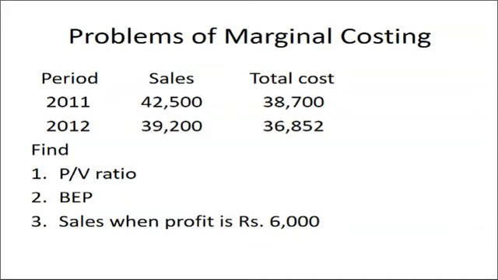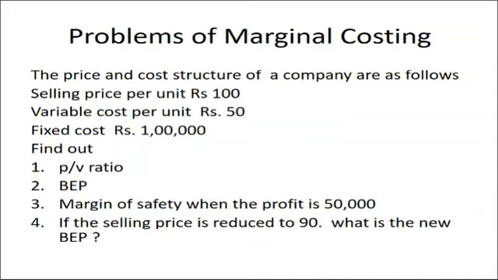Okay, next I am continuing with another problem, the 2012 question paper problem. The price and cost structure of the company are as follows. Selling price per unit is rupees 100, variable cost per unit is 50, fixed cost is rupees 1 lakh. Find out PV ratio, BEP, and margin of safety when the profit is rupees 50,000. If the selling price is reduced to 90, what is the new BEP?